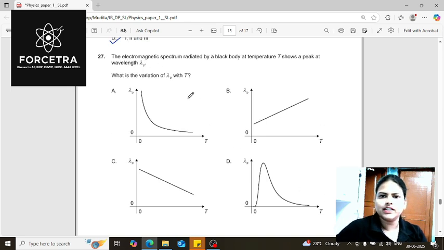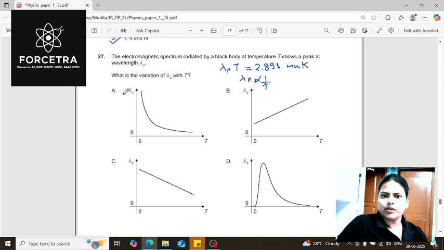The electromagnetic spectrum radiated by the black body at temperature T shows a peak at wavelength lambda p. According to Wien's law, lambda p into temperature, where lambda p is the maximum wavelength it would emit, is equal to a constant, which is 2.898 millimeter Kelvin. So this is a constant. So the graph between lambda p and T would be inversely proportional to temperature if you want to plot it. So this graph is the inversely proportional one. A is the correct option.